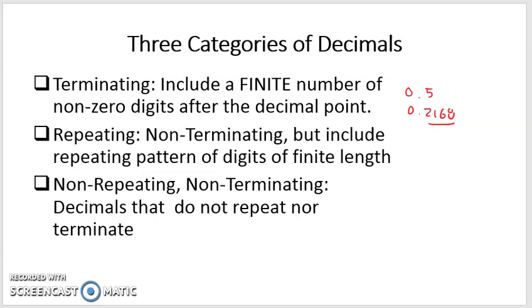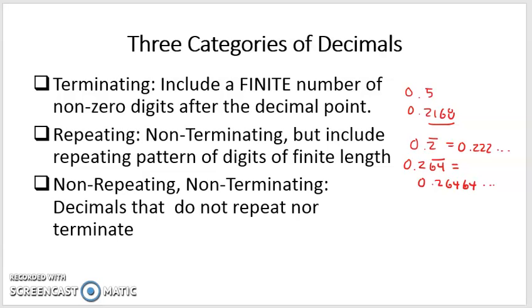The next category of decimals is called repeating decimals. And these are not terminating, so they go on infinitely long, but they have a repeating pattern of digits of finite length. So 0.2 repeating would be 0.222 on and on and on. 0.264 with, say, the 64 repeating would be 0.264, 64, and so on.